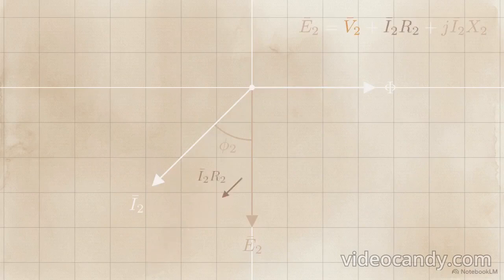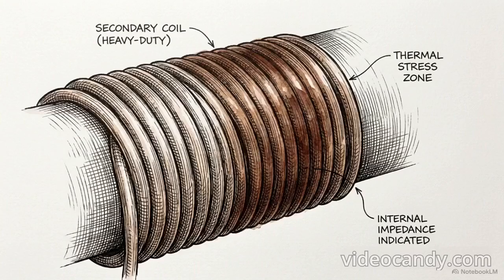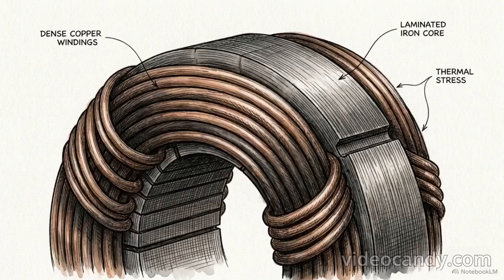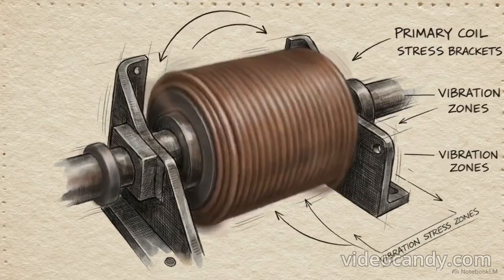Terminal voltage V2 remains after subtracting secondary internal drops. Copper resistance creates a resistive drop, I2R2, in phase with current. Leakage flux adds a reactive drop, I2X2, at 90 degrees. Subtracting these from the induced EMF yields actual terminal voltage V2. The secondary impedance functions as an internal voltage tax. The power available to the load is now visibly reduced in magnitude and shifted in phase compared to the original induced voltage.